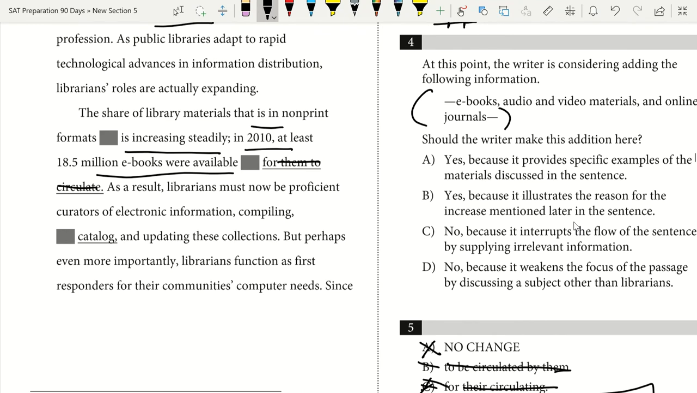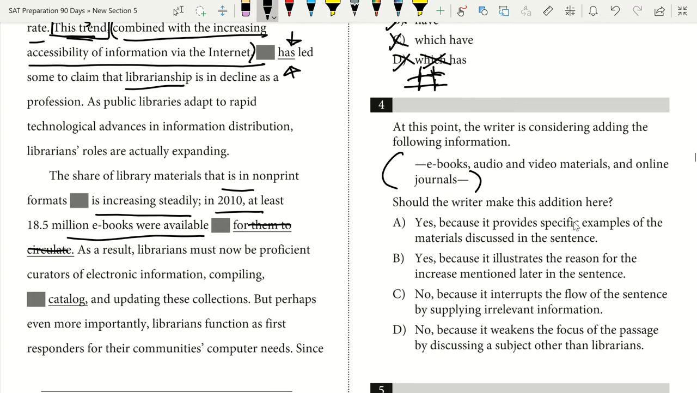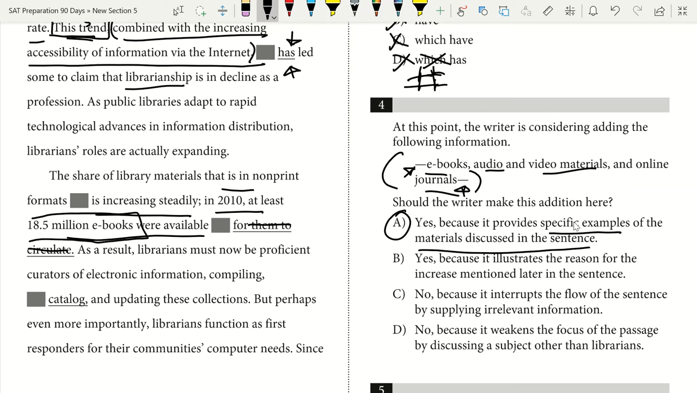Okay, we see that we're talking about librarians having digital information. At this point, should we add in the fact that it's ebooks, audio, video materials, and online journals? So obviously it's adding it in as a non-essential phrase or clause because we have two em dashes. So should we add that? Well, we should, because it's providing specific examples of the materials we are discussing in the sentence, right? We talk about how we have 18.5 million ebooks, right? We talk about how the share of library materials that are non-print formats, right, such as these, okay, is increasing steadily. So it's providing those specific examples of what we're talking about in the sentence, so we do want to add it there. So A would be correct for number four.